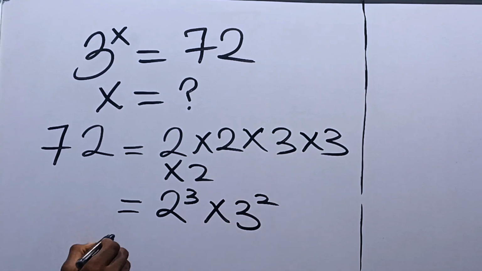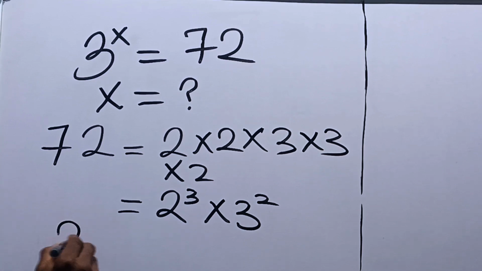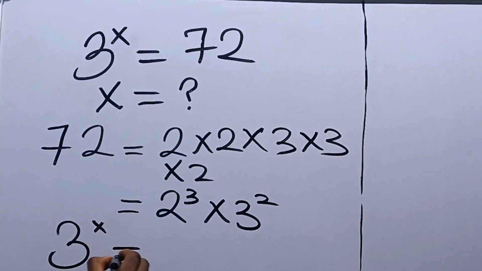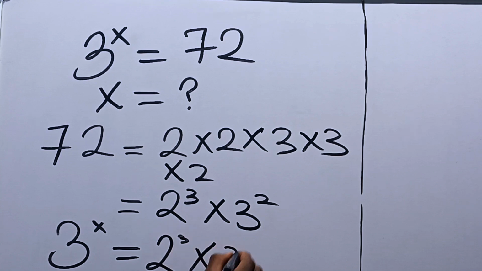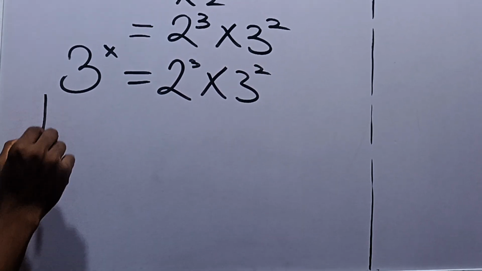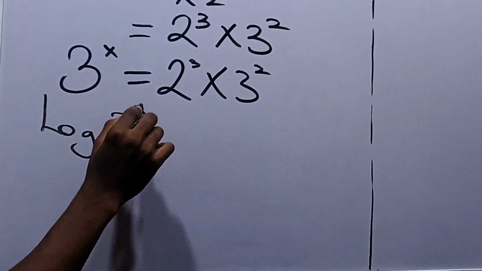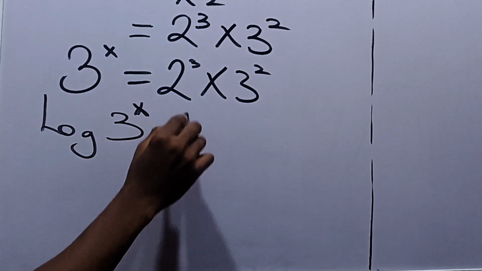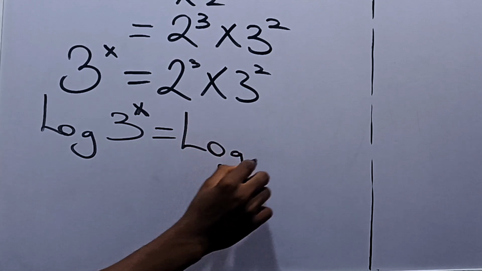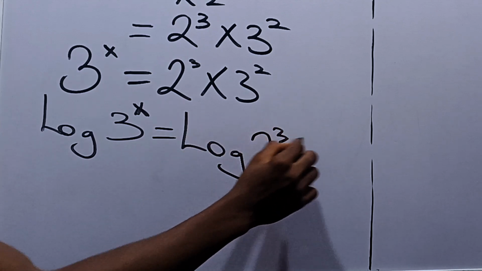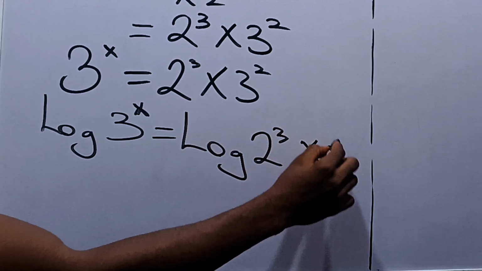Now let's replace 72 with this in the equation. So we have 3 raised to the power x will now be equal to 2 raised to the power 3 times 3 raised to the power 2. Now let's say we take the logarithm of both sides. So we take the logarithm of 3 raised to the power x, and it's equal to the logarithm of 2 raised to the power 3 times 3 raised to the power 2.